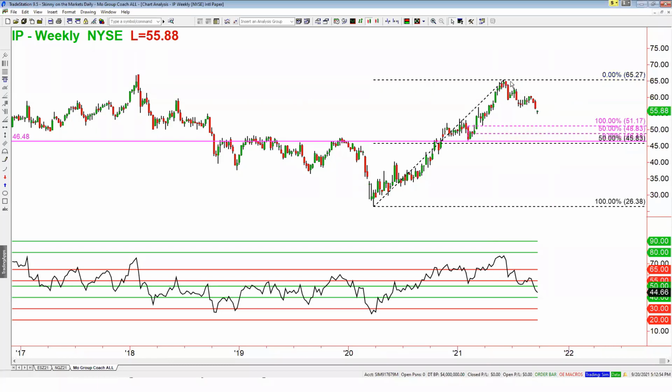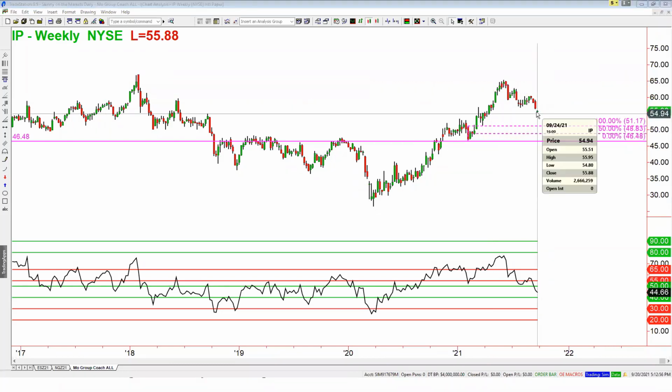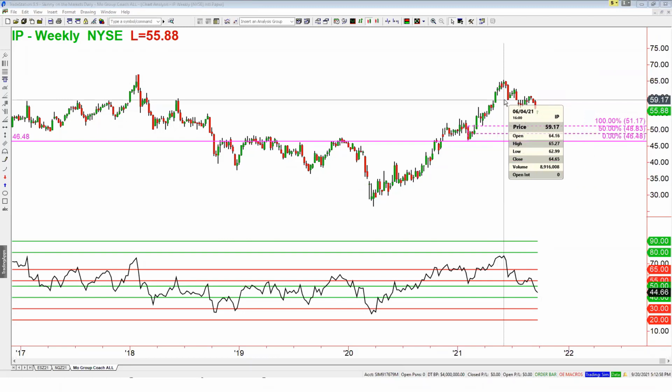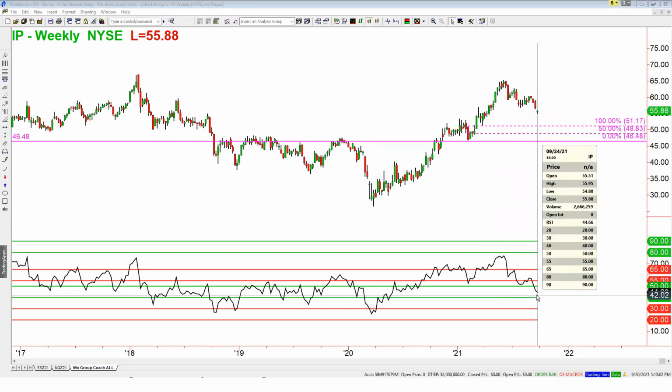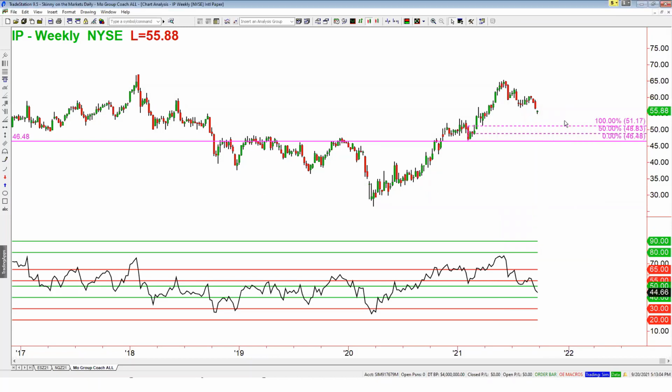So I'm going to take that off. I'm going to focus in on the more recent price action. We are correcting lower off of this June 4th high, came up near the bull resistance, now back to bull support. Okay. I'm going to take that information and go to the daily.